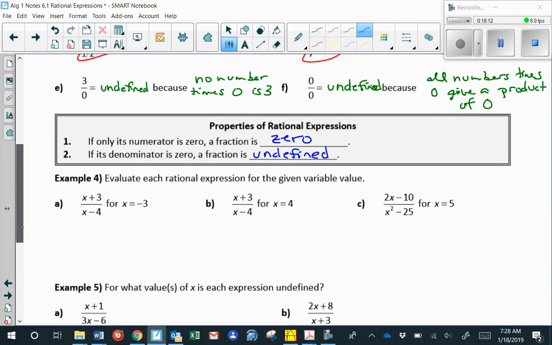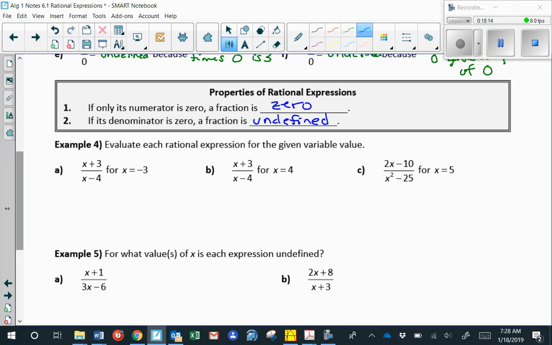So we can use that to analyze some of these rational expressions. x plus 3 over x minus 4. Let's take a look at what happens if x is negative 3. If x is negative 3, then we can replace the x's with negative 3. And we'll get a result of 0 over negative 7. And we know that when the numerator of a fraction is equal to 0, the fraction's value is 0.